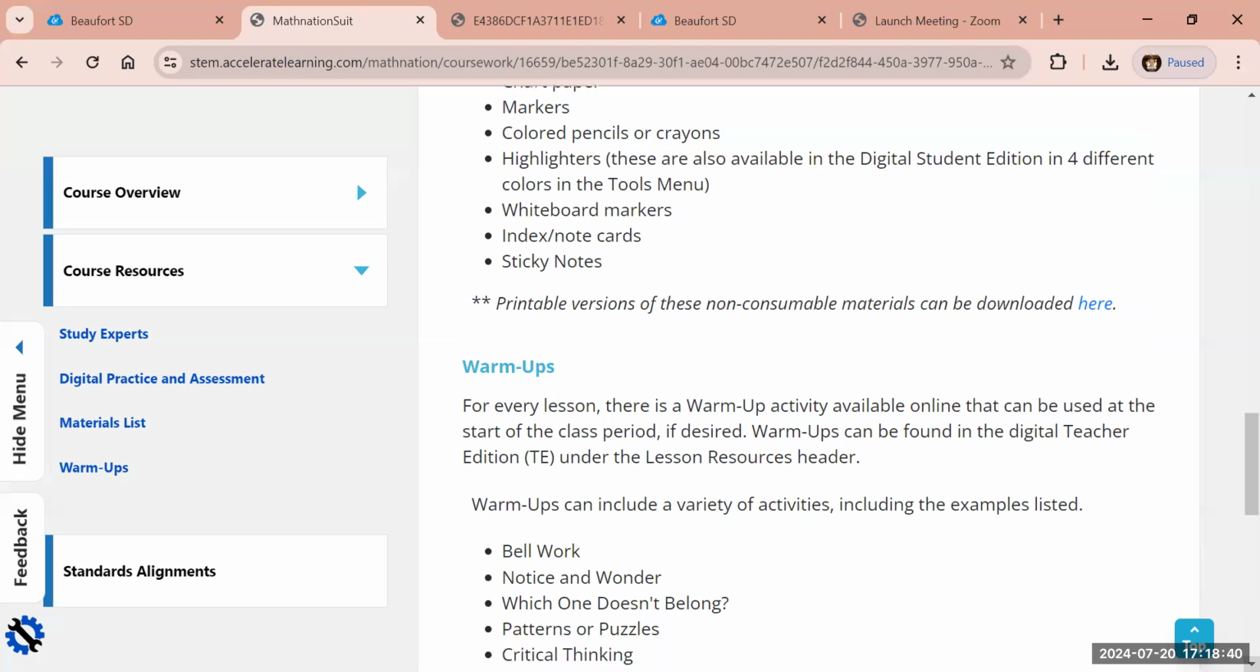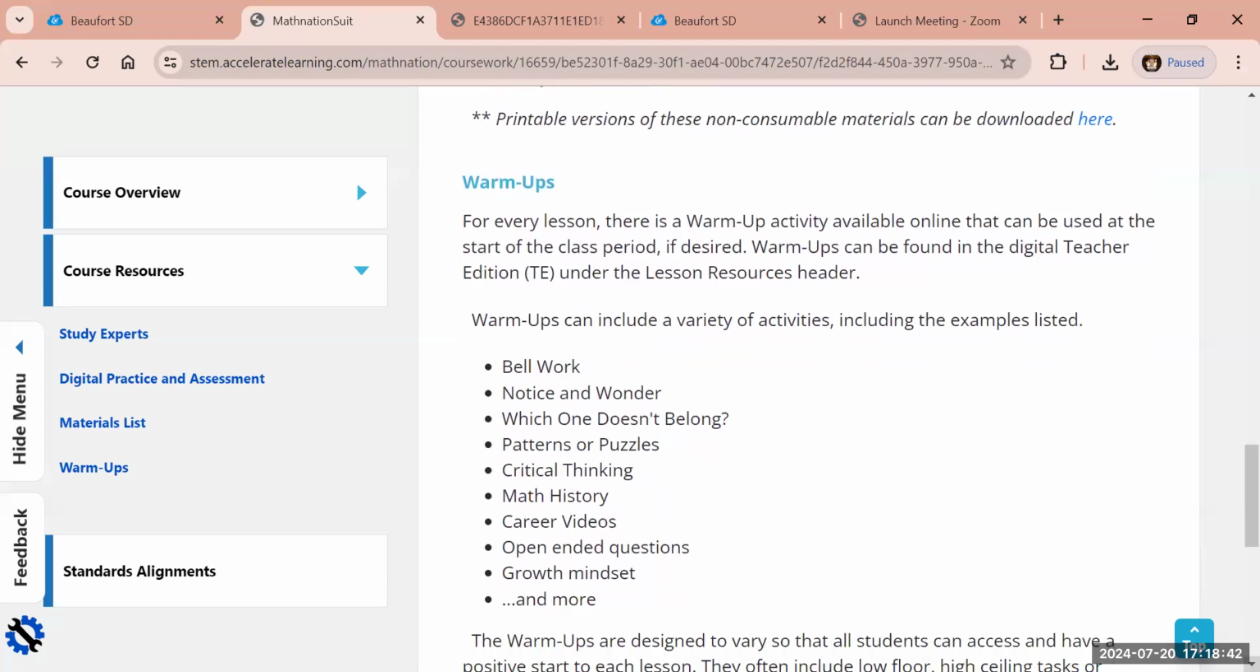So warm-up activities are very, very good. For example, we have bell work, we have notice and wonder, we have which one doesn't belong. Sometimes you can write some sets of numbers and make one a letter, or draw some shapes and make one odd, and you ask the students to identify which one doesn't belong to the group of whatever you've given them. It all helps get the students ready for the lesson.